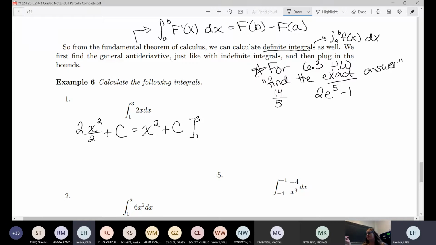So the fundamental theorem of calculus, which I'm now going to abbreviate FTC, essentially tells us that once we have this antiderivative, we plug in the top bound, and then we subtract what we get when we plug in the bottom bound. So what we're going to do is take this bound of 3 and plug it in. And then we're going to subtract what we get when we plug in that bottom bound of 1.